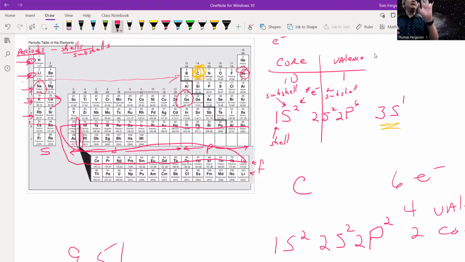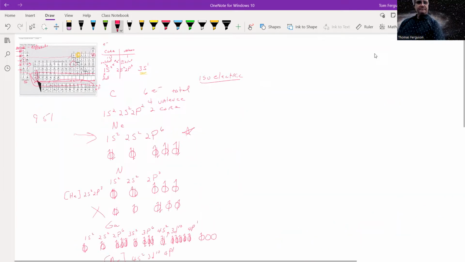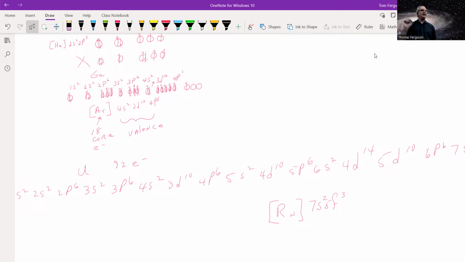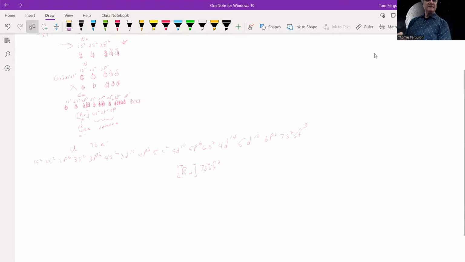All right, anyway, the bottom line is you have to account for all those electrons. If we counted the superscripts on these, we'd end up at 92. And then we'd have associated orbitals, which would be kind of wild as well. Okay, so let's now do some more simple ones.